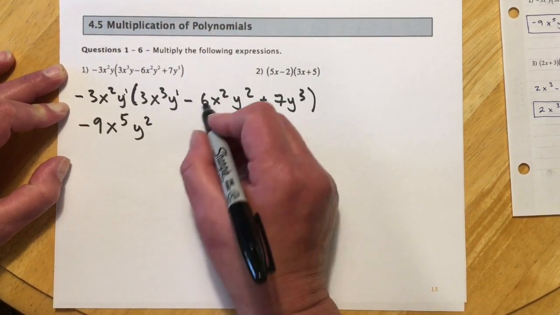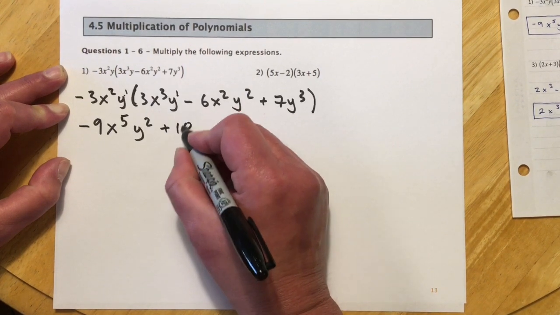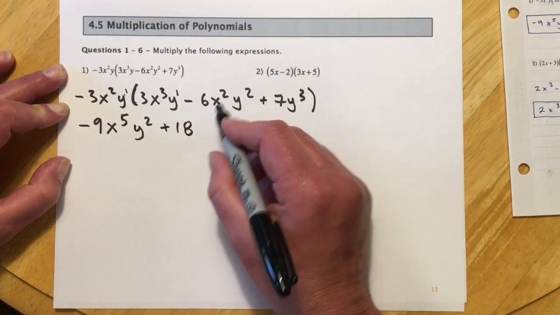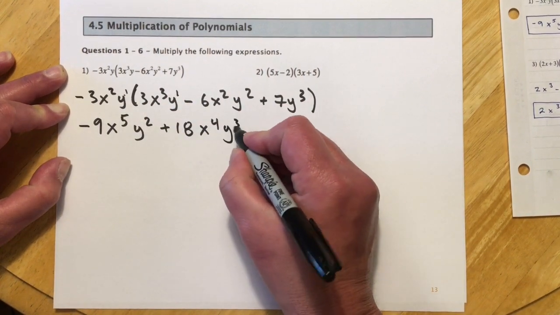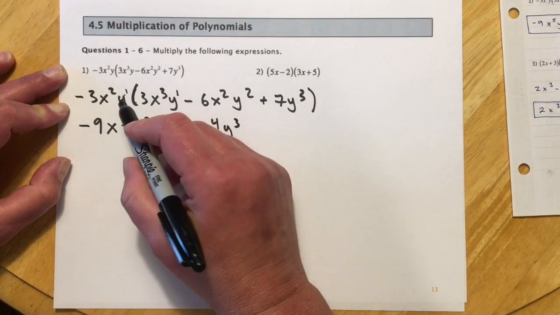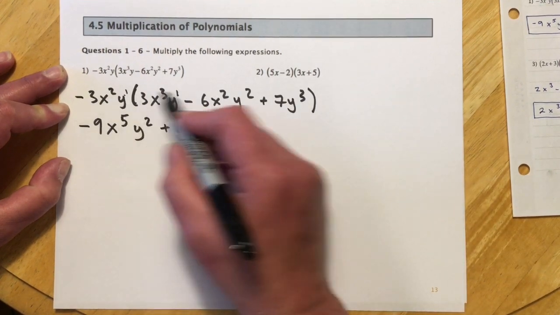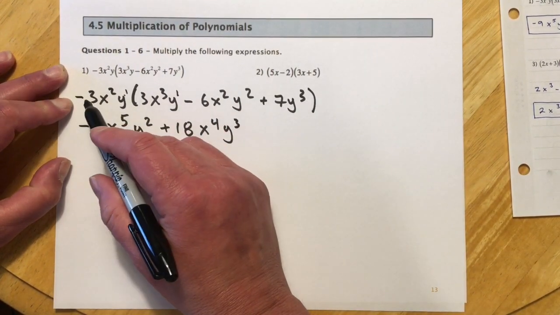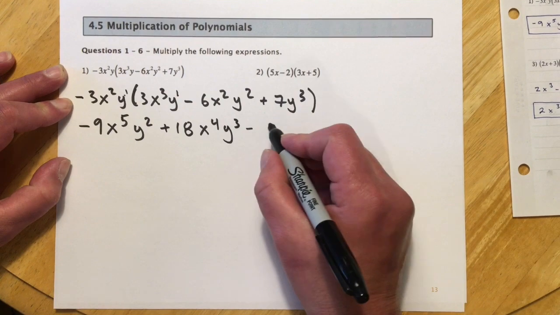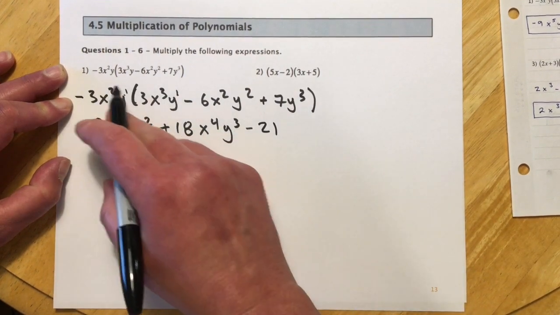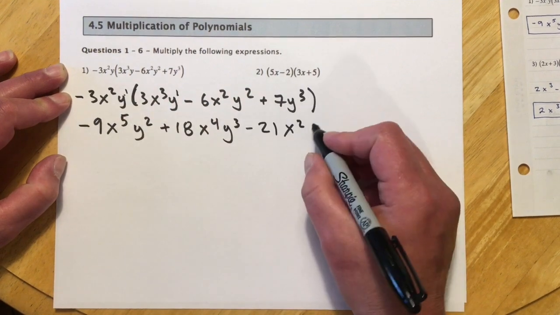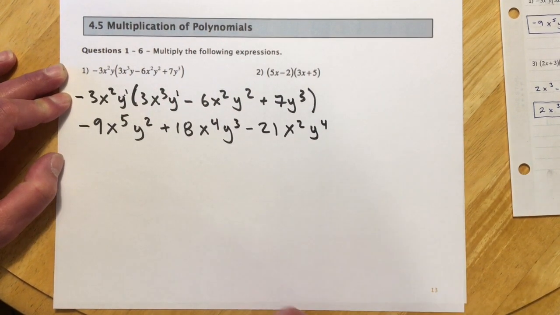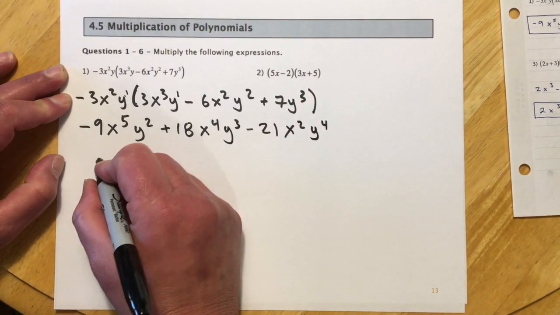Negative 3 times negative 6, that's going to be a positive 18. And then x squared, x to the 4th, and y squared for y cubed. You can also just think of it counting them up. You got 1, 2, 3 y's, 1, 2, 3, 4 x's. Negative 3 times positive 7, so that's negative 21. No x's, so just this x squared out here, and then y to the 3rd, so y to the 4th. And I'll rewrite this one down here.